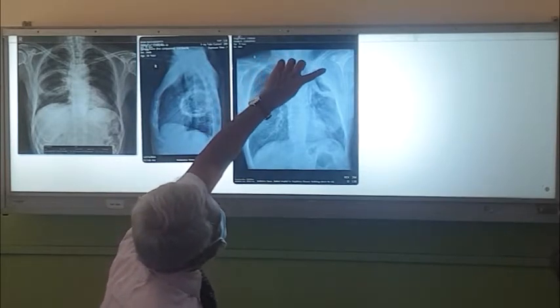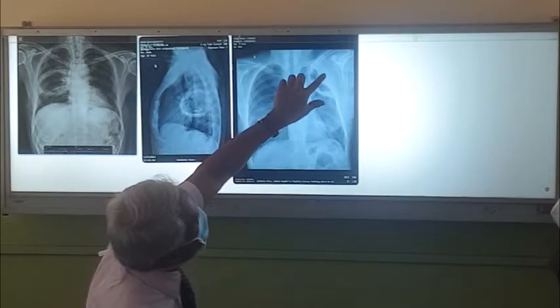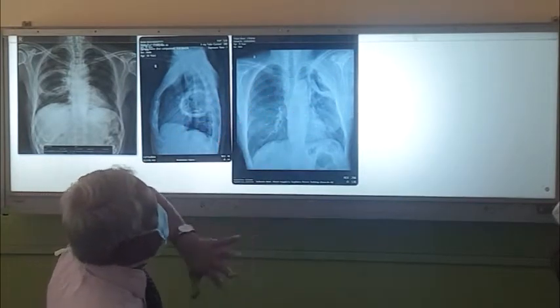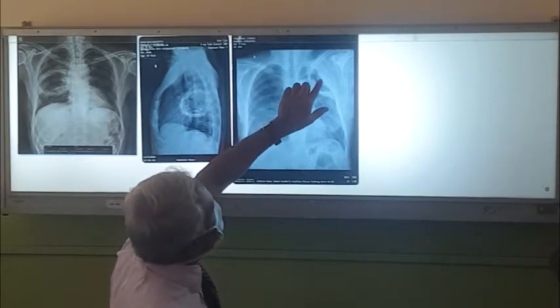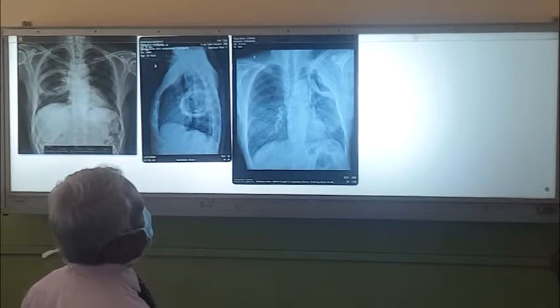So this is the rib, and this part of the rib is missing, right? So this is a rib erosion next to that cavitating lesion, right? So it's a feature of malignancy, right? Inside there, a nodular appearance is there, right? But there are a lot of other changes.